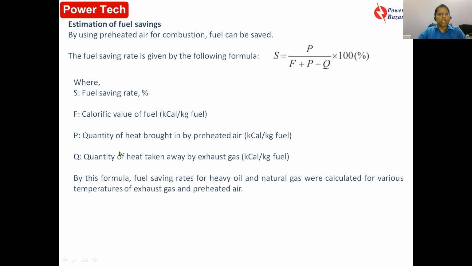Then Q is the quantity of heat taken away by the exhaust gas. Based on the temperature of the exhaust gas, that can also be calculated by m s dθ, or mass, specific heat and delta T, and you can find out the fuel saving rate. You have to remember this formula. Sometimes these values will be given. You have to find out the fuel saving rate, or the financial saving if the fuel cost is given.